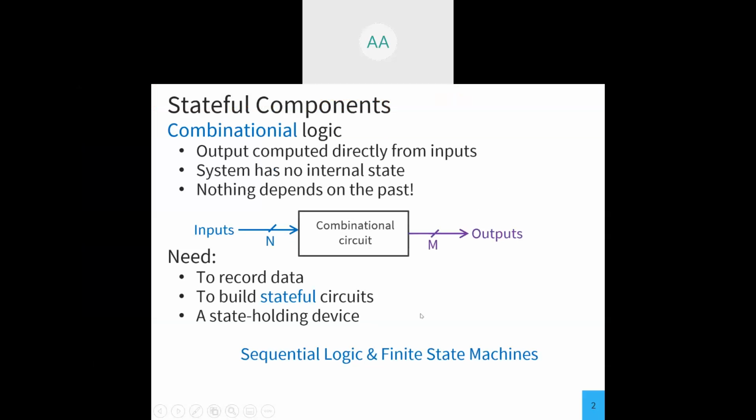So far we learned about stateful components. So far we learned about the combinational logic, where the output is computed directly from the inputs, and the system has no internal state and nothing depends on the past. Like we have n number of inputs, and then we have some combinational circuit, and then we have m number of outputs. It couldn't record the data, it couldn't build a stateful circuit, there is no state-holding device. So what we need to do is record the data, build a stateful circuit and state-holding devices.